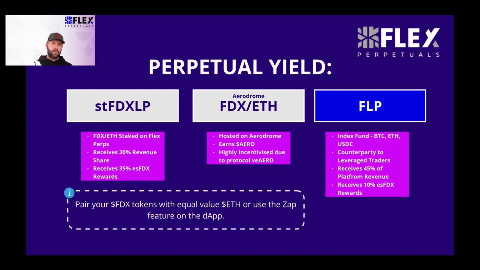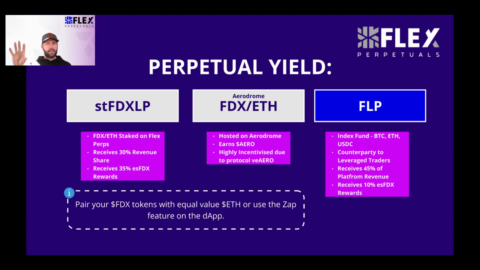So in either of these, the FDX LP or the FDX ETH LP, you will need to pair your FDX with an equal value of ETH. If that's not possible, you can use the ZAP function on the DApp, which will essentially sell off half of your FDX in order to pair it up with Ethereum.